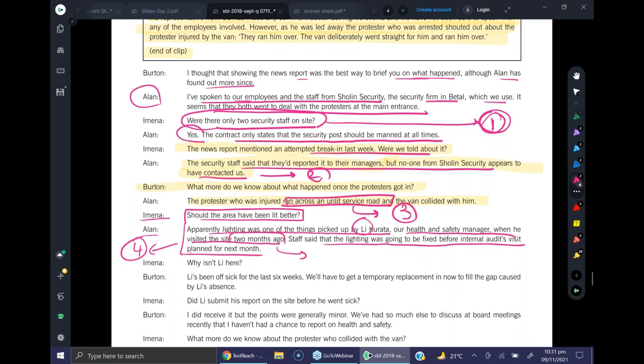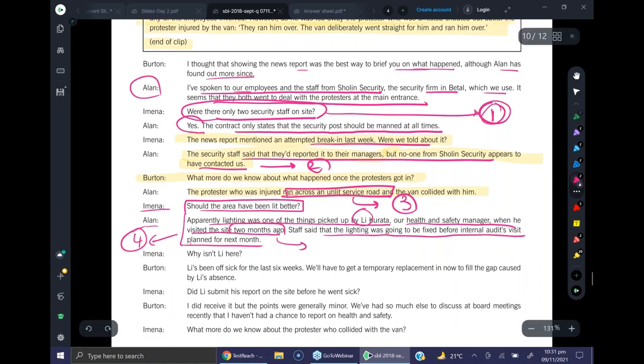So what's your suggestion? Do not wait for internal audit visit. Have a regular check on these issues, lighting, etc. So maybe have a document after every week or every few days. There should be a check and confirmation on that document that yes, this is done. Exactly. So that's fourth problem, fourth control weakness.